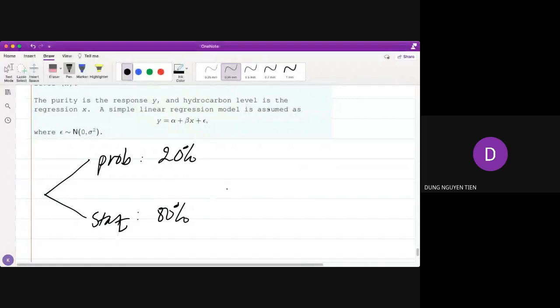Do you understand? So the format is a combination of multiple choice and written test.